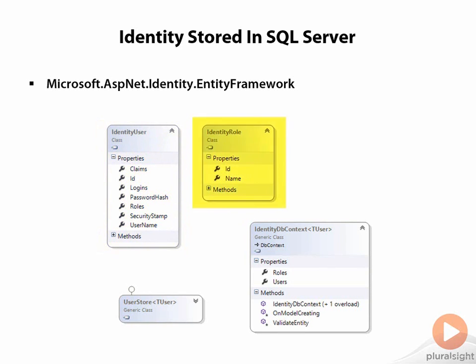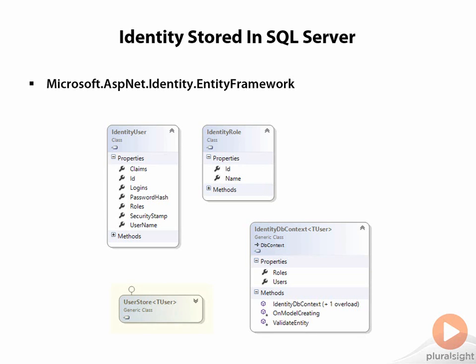The identity role implements IRole, and those two classes are entities because, as the name of this assembly implies, the assembly has a dependency on the Entity Framework and is going to use the Entity Framework to communicate with SQL Server and persist user information.